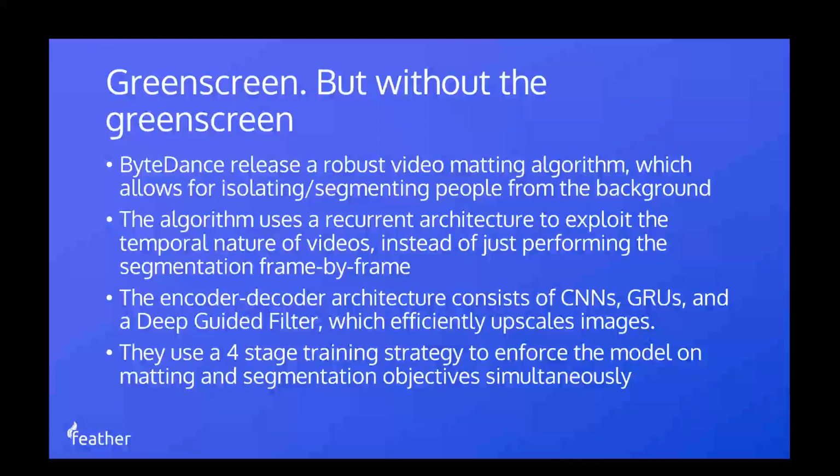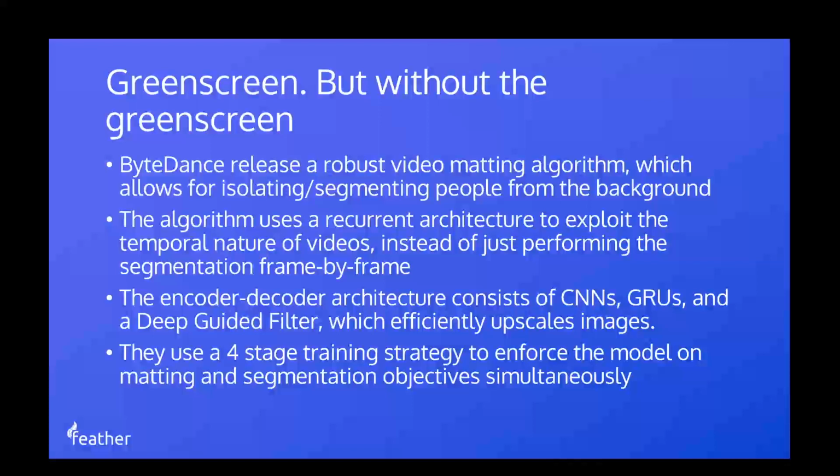And this has a couple of advantages, one of which is the improved matting robustness. So when an individual frame is ambiguous, for example, the foreground color is similar to the passing object in the background, the model can better guess the boundary by referring to the previous frames in the video. And the model itself is an encoder-decoder architecture consisting of CNNs, GRUs, and something known as a deep guided filter, which is a component that efficiently upscales images.